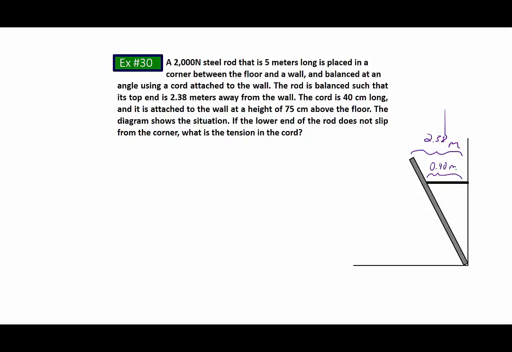0.40 meters. And it's attached to the wall at a height of 75 centimeters above the ground. Okay, so this is 0.75 meters. The diagram shows the situation. If the lower end of the rod does not slip from the corner, what is the tension in the cord?